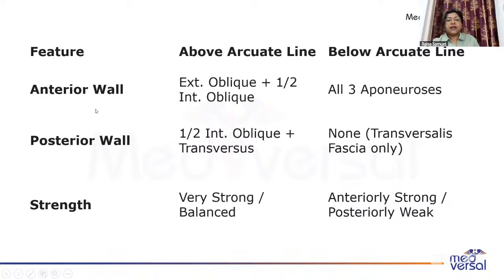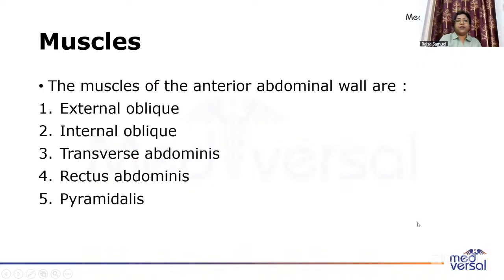To summarize, the anterior wall is formed by the external oblique and half of the internal oblique, and below the arcuate line, it is all three aponeuroses: external, internal, and transversus abdominis. The posterior wall is formed by half of the internal oblique and transversus, and below the arcuate line, it is only transversalis fascia. So in strength, it is very strong and balanced above the arcuate line, because it is well encased, and below the arcuate line, it is anteriorly strong but posteriorly weak.